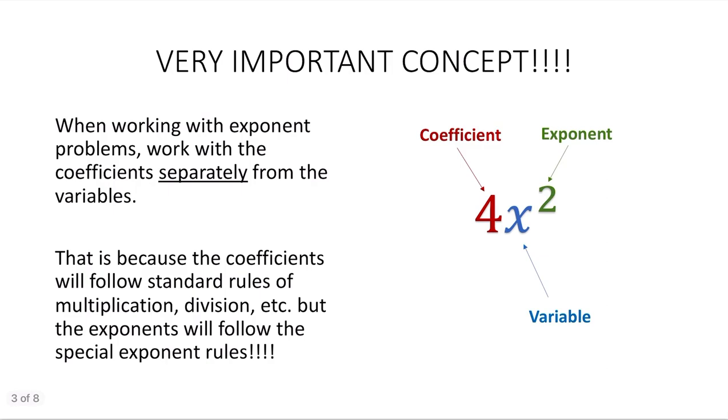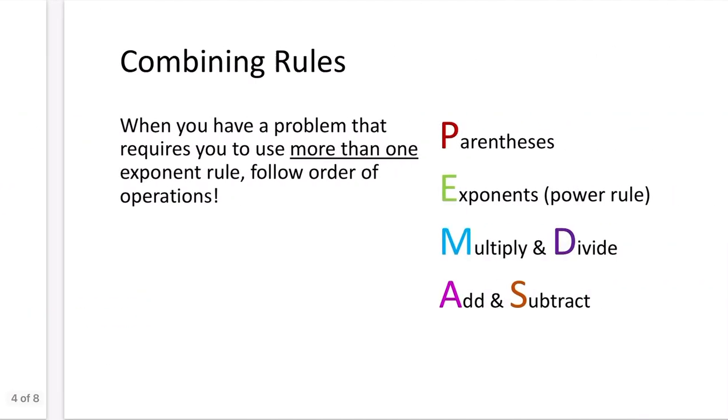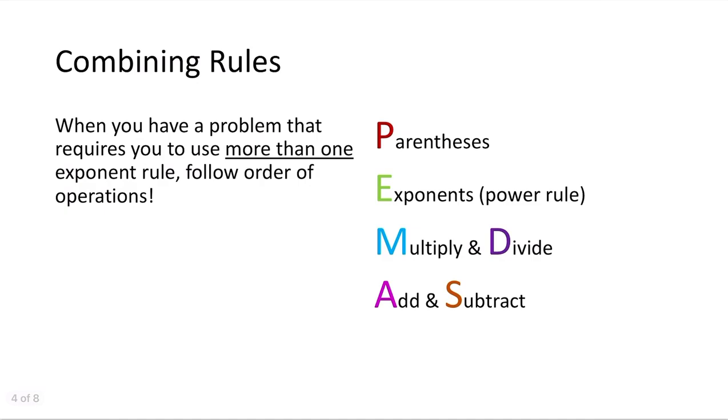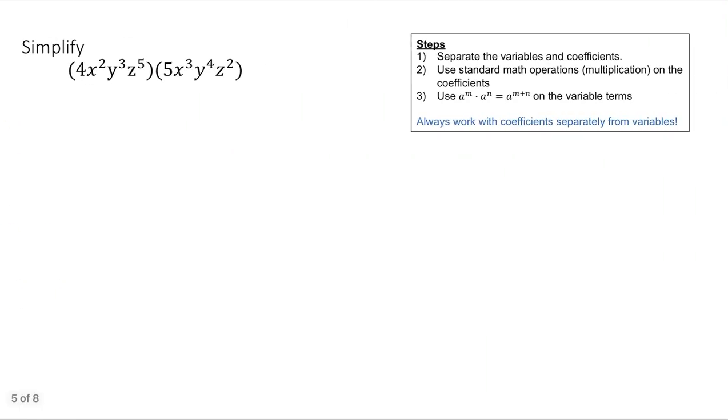So it's very important to remember that when you're working with exponent problems, work with the coefficients separately from the variables, because the coefficients will follow the standard rules of multiplication, division, whatever's going on in the problem, but then the exponents will follow the special exponent rules. Also, when you're combining rules, when you have to use more than one in a problem, remember to follow order of operations. So let's try simplifying this expression.